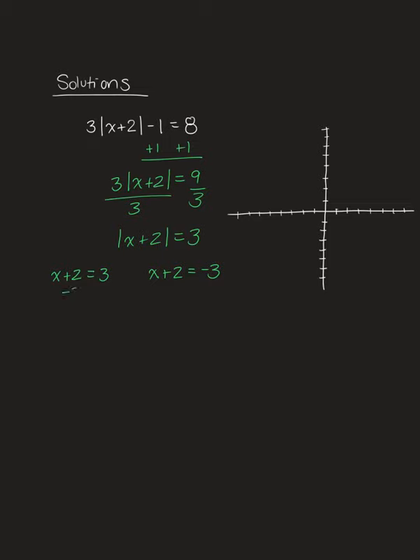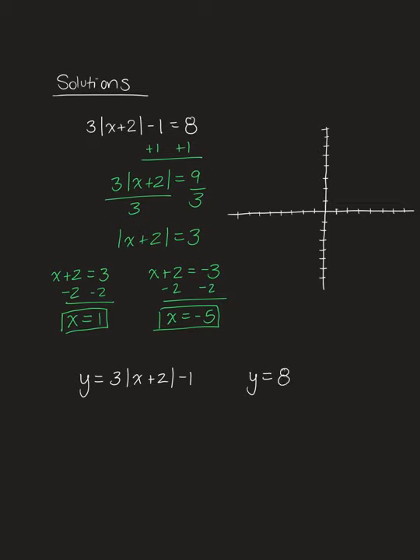Then I solve, so I subtract 2 on both sides. So these right here are my solutions, okay? Now, I want to show you what this means graphically. So if I were to take each side of that equal sign and make its own equation, that means that I would have one equation, which is y equals 3, absolute value of x plus 2 minus 1. And then the other equation is y equals 8.